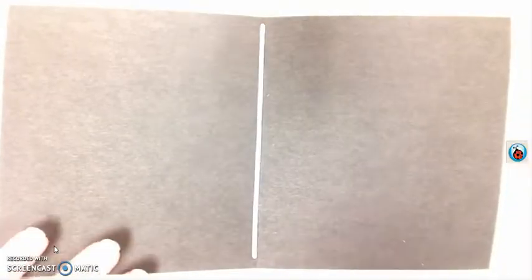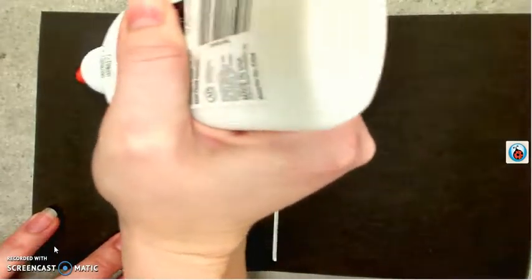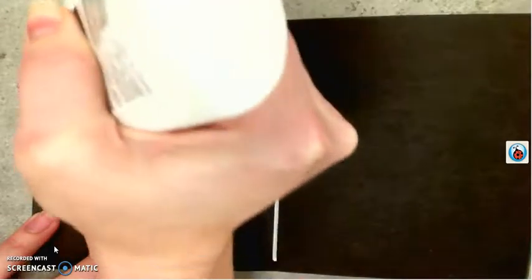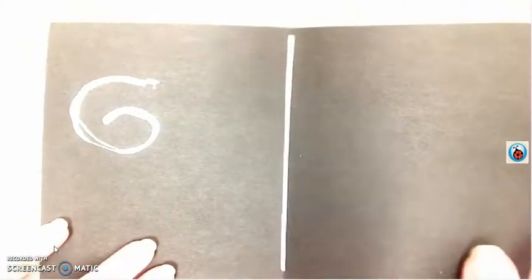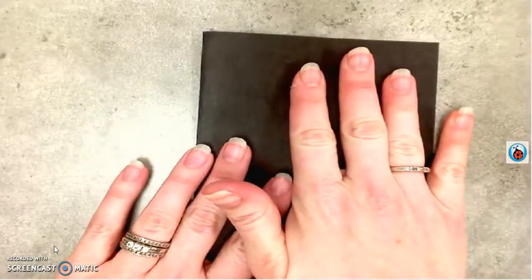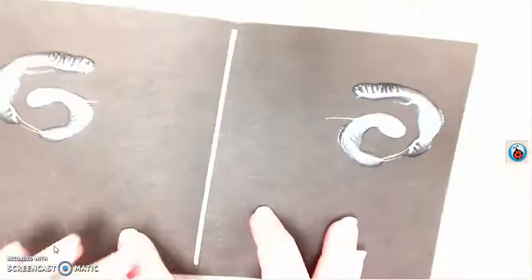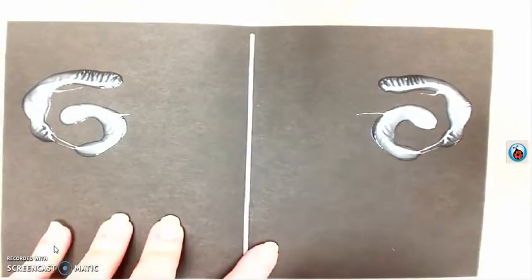So let's do that. I didn't have any paint, so I'm going to use some glue. And I'm just going to make sort of a cinnamon roll type swirl here. Great. And we're going to fold it over like a reflection. And what you see on the other side is the mirror image of that.